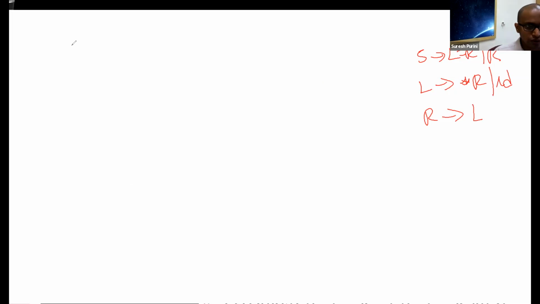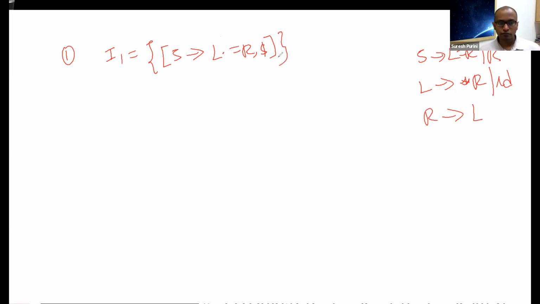So now what we want to do is, the first LR1 item set that we are considering is this. Let's call this item set I1. It has only one item. Now we want to compute closure of I1.